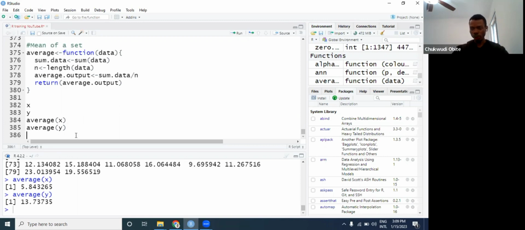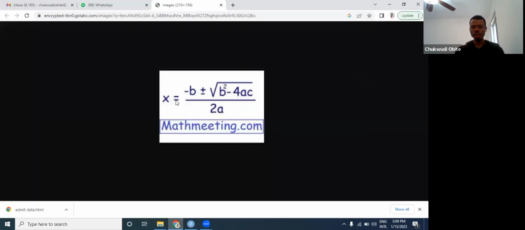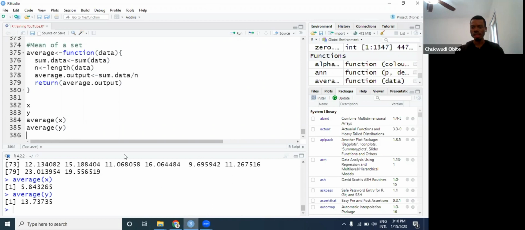In part 1 of this topic of how to write a function, I wrote a function for range. I also wrote a function for average. So now I want to write a function for the almighty formula that we use to solve a quadratic equation. So this is the formula. We know that if you want to get the root of a quadratic equation, you can use minus b plus or minus square root of b squared minus 4ac, all divided by 2a. So let's write a function.